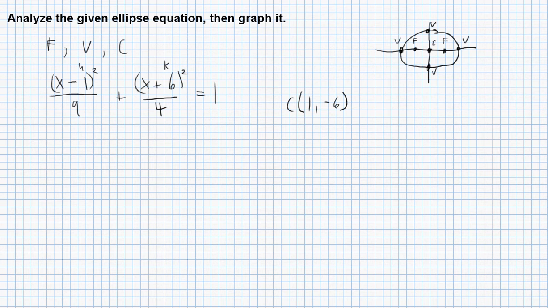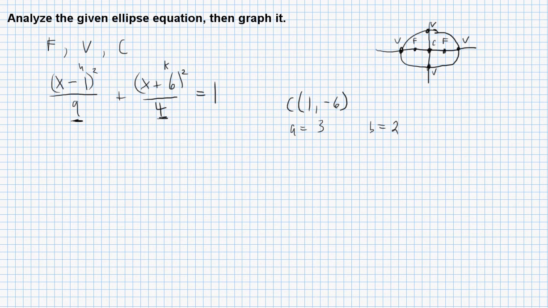Also, since the larger number, which is always the a squared value, is the major axis number, and it's under the x quantity, that means that this has to be a horizontally oriented ellipse. We can see from the equation that the a number is 3, since a squared is 9, and the b number, which has to be the other one, is 2, since b squared here is 4.